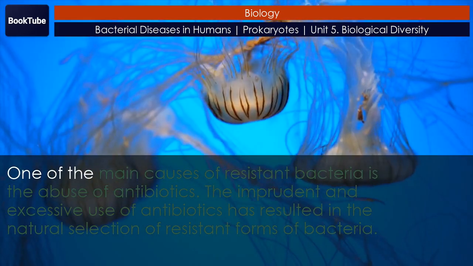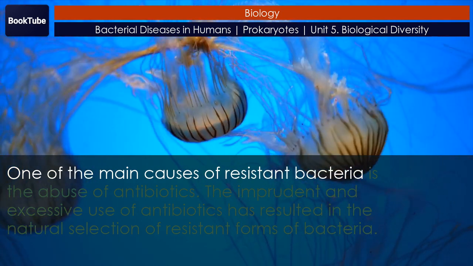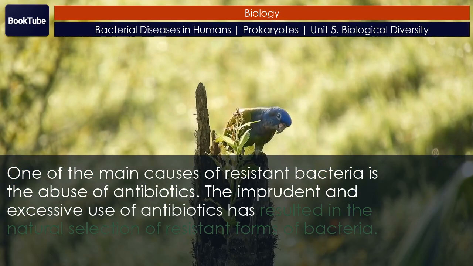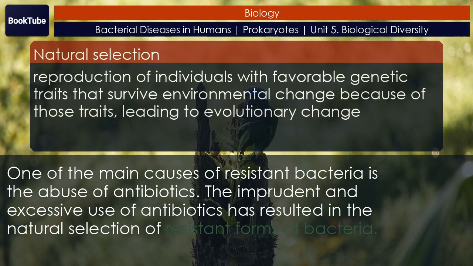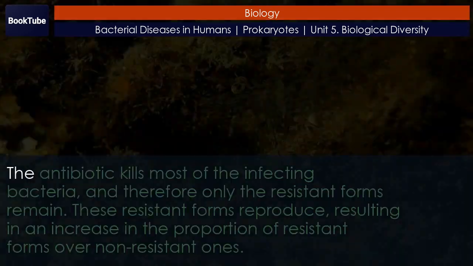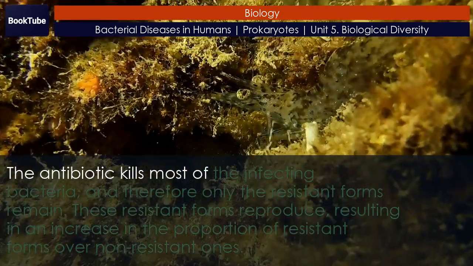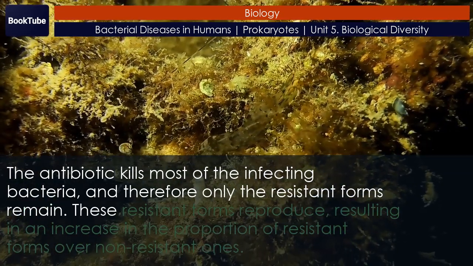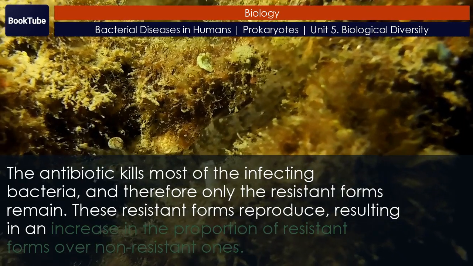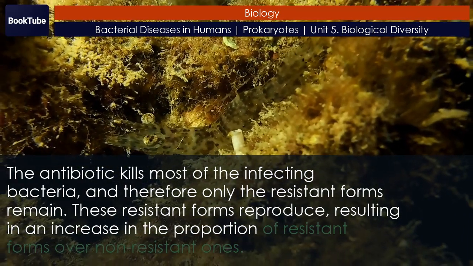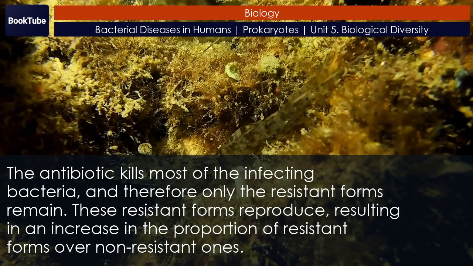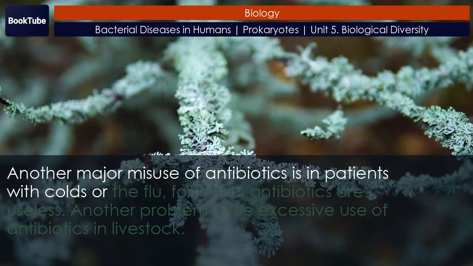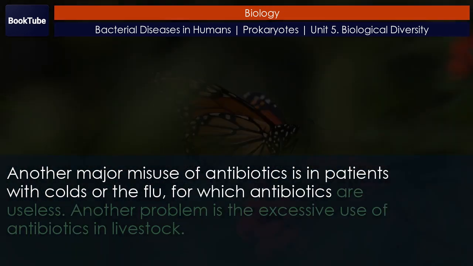One of the main causes of resistant bacteria is the abuse of antibiotics. The imprudent and excessive use of antibiotics has resulted in the natural selection of resistant forms of bacteria. The antibiotic kills most of the infecting bacteria, and therefore only the resistant forms remain. These resistant forms reproduce, resulting in an increase in the proportion of resistant forms over non-resistant ones. Another major misuse of antibiotics is in patients with colds or the flu, for which antibiotics are useless.